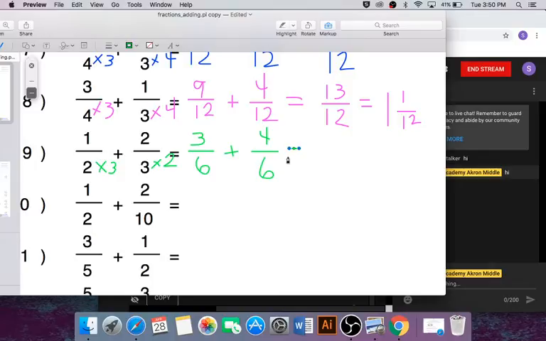And we can add. So our bottom number stays the same. We have 3 plus 4 is 7. 7 over 6 is an improper fraction. So we divide and we get 1 and 1 over 6.